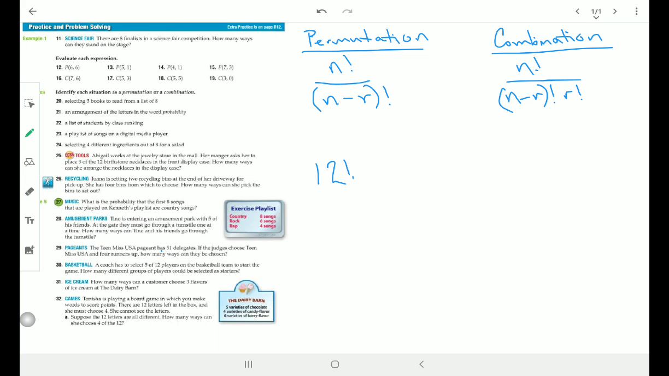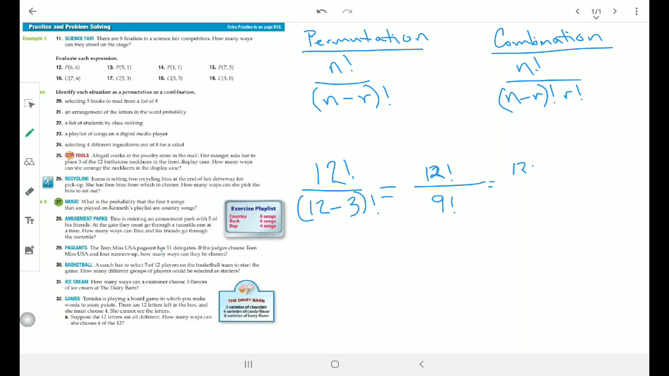So that's going to be 12 factorial on top. And then the total number minus the number of choices I'm making, which is 3, right? And then that's going to be over factorial. So I have 12 factorial over 12 minus 3, which is 9 factorial. So remember, you can go ahead and multiply this out and divide, but I like to do the easy method and cancel out where I can.